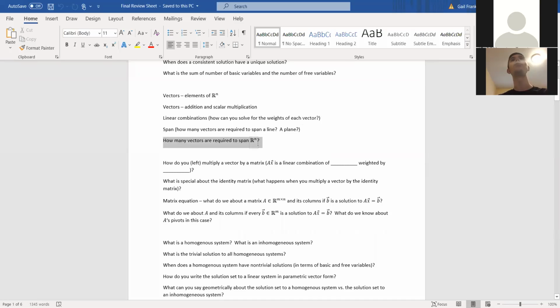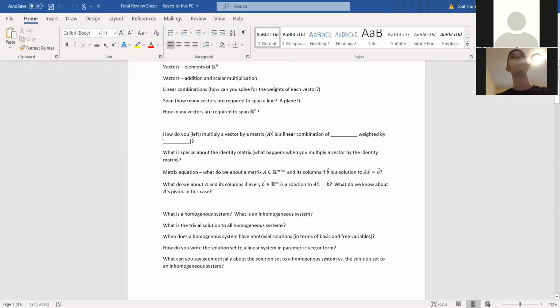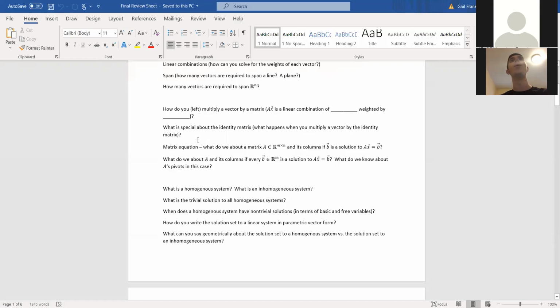And how many vectors are required to span Rn? N vectors, but they have to be independent. Because you could have (1, 0) and (2, 0). They won't span R2 because they're dependent. But if you have (1, 0) and (0, 1), then they will span R2.